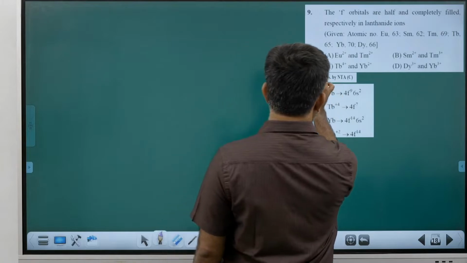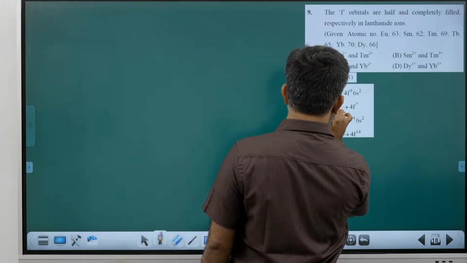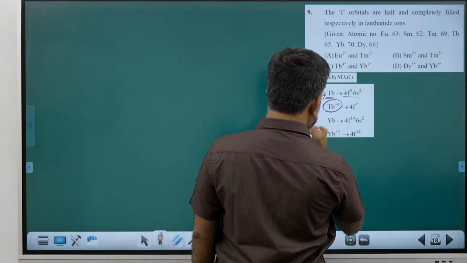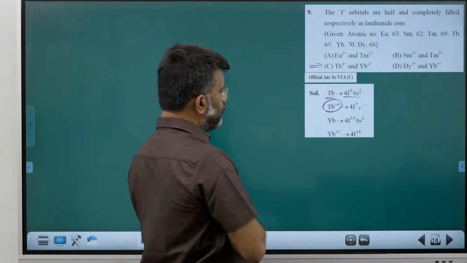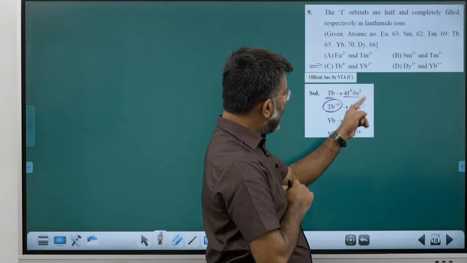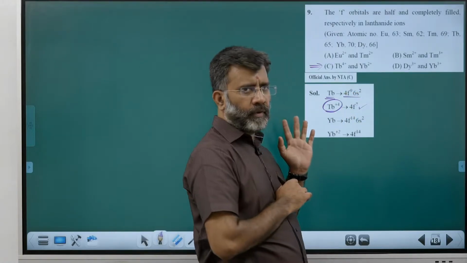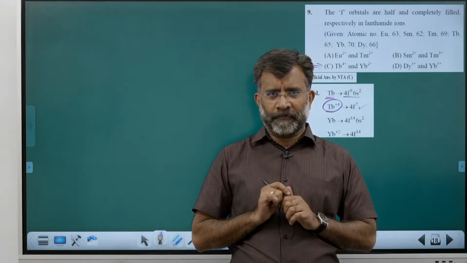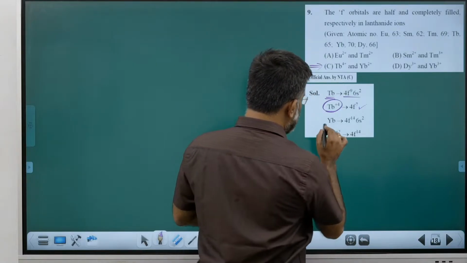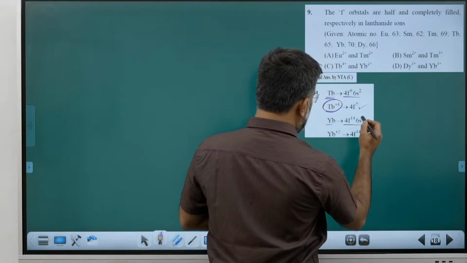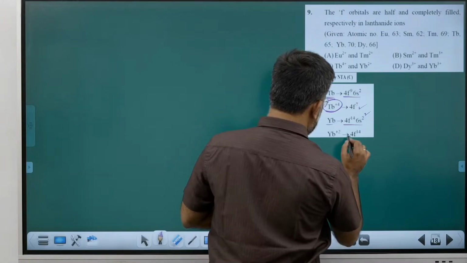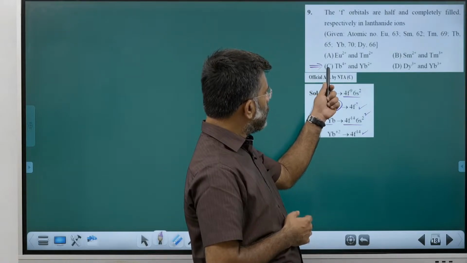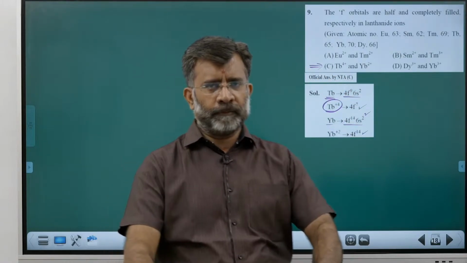Option C. You see, terbium has 4f9 6s2. When 4 electrons are gone, you get 4f7. The 6s2 electrons gone and 2 electrons from the 4f gone means you get 4f7. 4f7 means a half filled system, right? And now ytterbium, when losing those 2 electrons, you get Yb2+ with an f14 system. So respectively, these two give that condition, right?